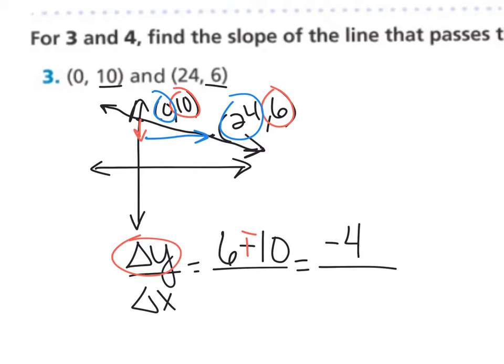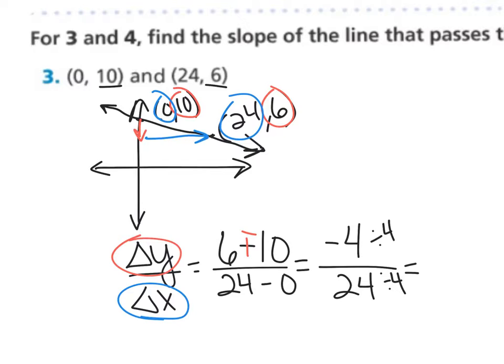And then change in x. So our x values go from 0 to 24. If you wanted to, you could say 24 minus 0, which is 24. And then the only thing left is that we can reduce these both by 4. And so the slope is -1/6. It is a negative slope like we were anticipating.